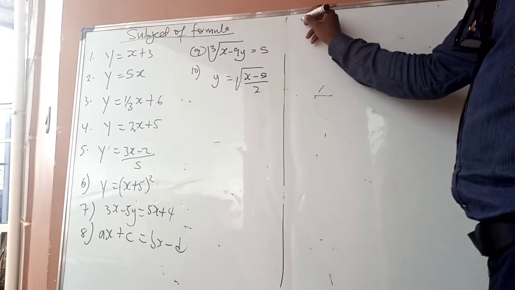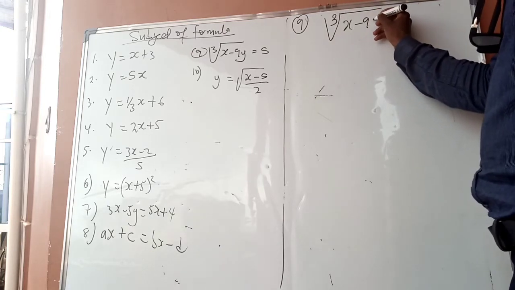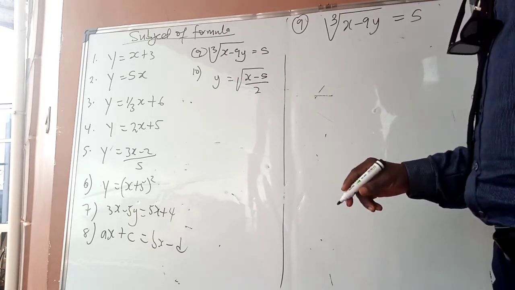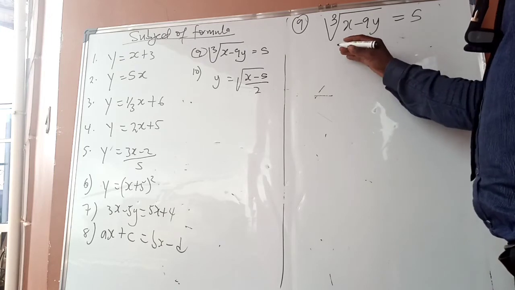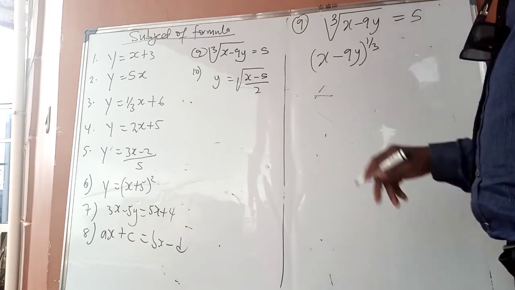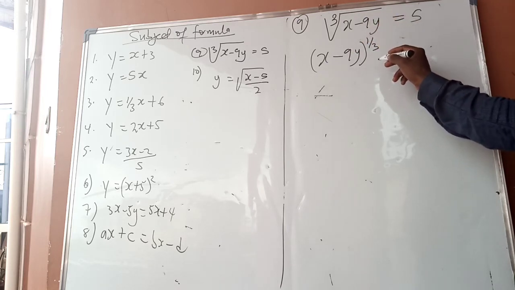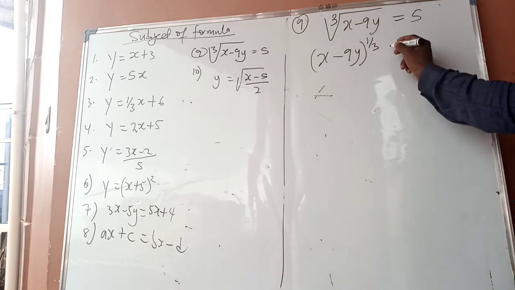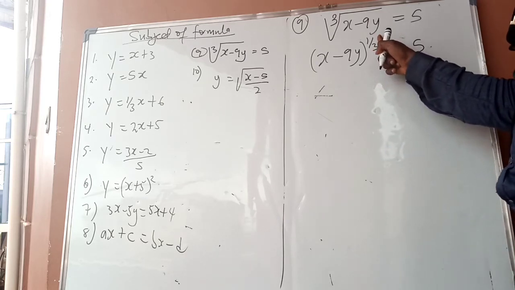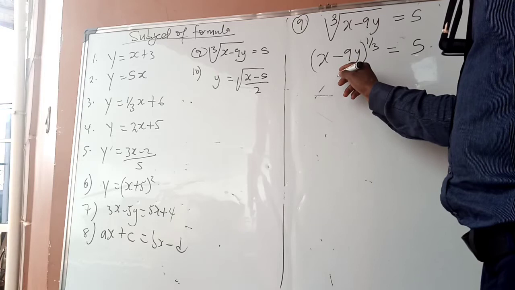Let's see. In number 9, we have the cube root of x minus 9y is equivalent to 5. If you are well conversant with the laws of indices, you will find out that this can be written as x minus 9y to the power of 1 over 3. Do you know that? Cube root means 1 over 3. If it is fourth root, it is 1 over 4. If it is square root, it is 1 over 2. Equals 5. To kill this 1 over 3, I will raise both sides to a power of 3. So I will take the cube of both sides.